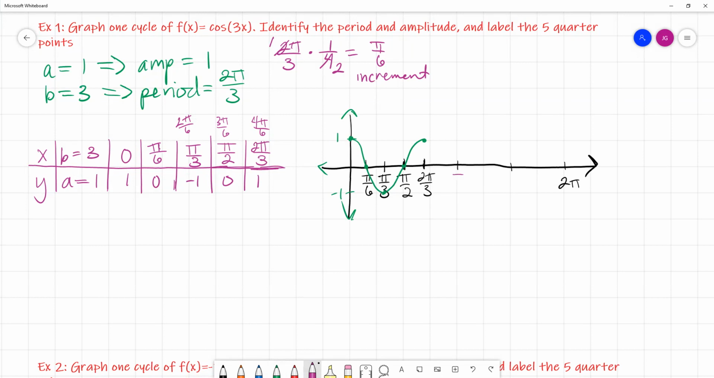Remember that our original graph here is pi. Actually, I guess I do care about these after all. Our graph originally would have been here's 0, 1, pi over 2, 0, pi, negative 1, 3 pi over 2, 0, 2 pi, 1. Make that a little bit nicer. There is an original cycle of the graph.